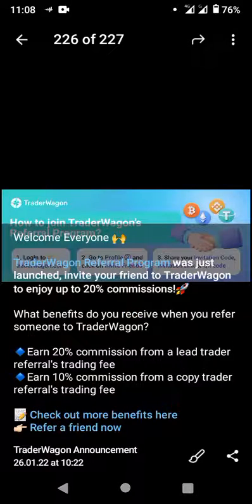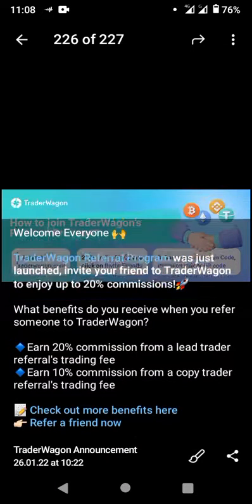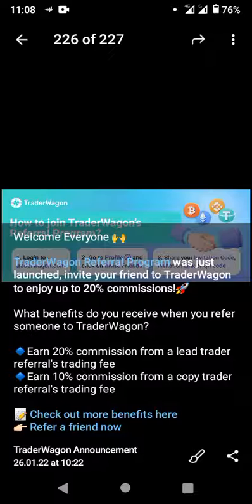Each user will get 20% commission on the trades that each of your referrals or downlines initiate on the platform. So these are the benefits you receive when you refer someone to Traderwagon. You also get a 10% commission from a copy trader, as well as a 20% commission from a lead trader's referral trading fee. So in total, you'll be getting 30% in commission fees, which is good.